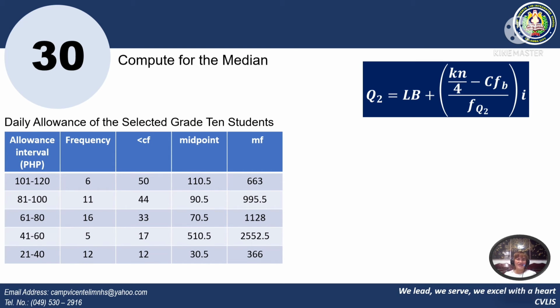For the last 30 seconds in this activity, we are going to compute for the median. I'm going to use the second quartile of the measures of position, but you could also use the 5th decile or the 50th percentile because we can still get the same answer. So the formula is LB plus the quantity of kn over 4 minus Cf sub B, all over F sub Q sub 2, times the I. Are you ready? Okay, your timer starts now.